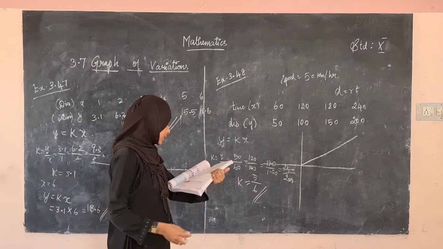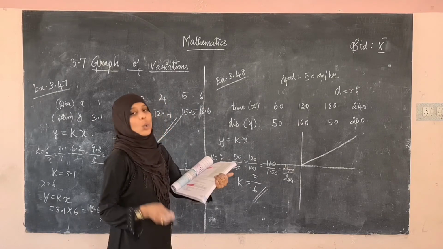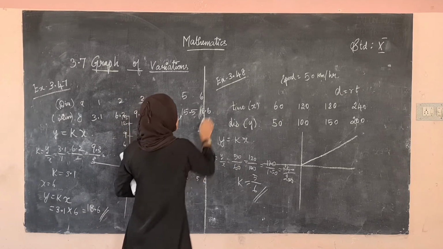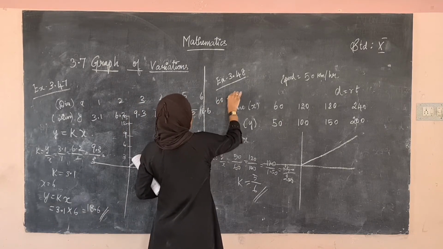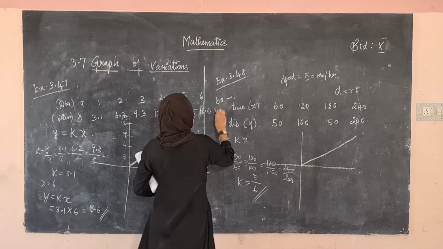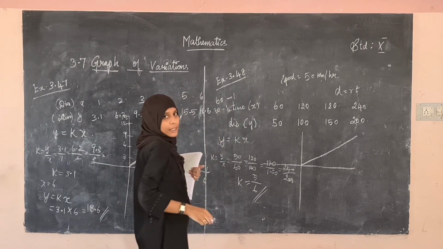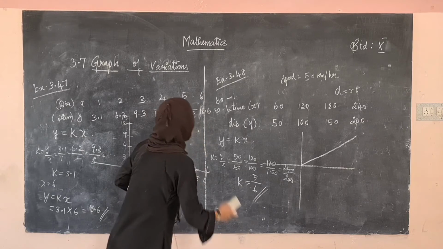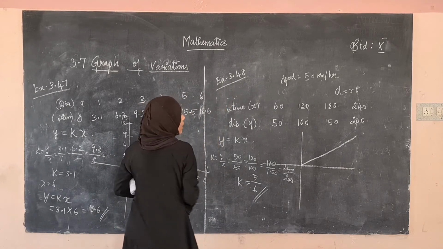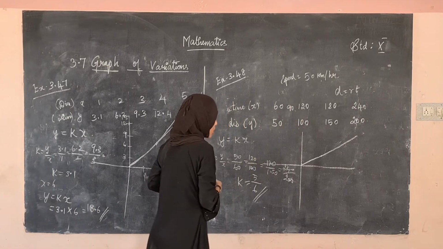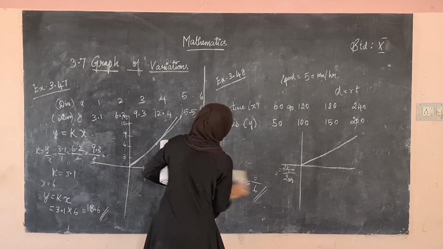The next thing is, how far will it travel in 1.5 hours? 1.5 hours means 60 minutes is 1 hour and half an hour is 30 minutes. So 1.5 hours means 60 plus 30, that is 90 minutes, right? We have to find the distance for 90 minutes. So how can we find this?